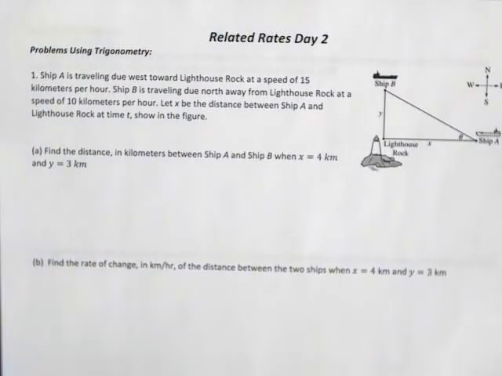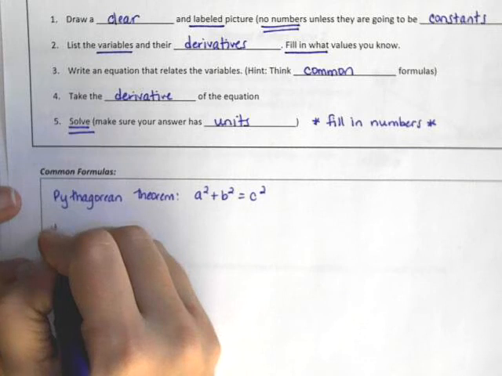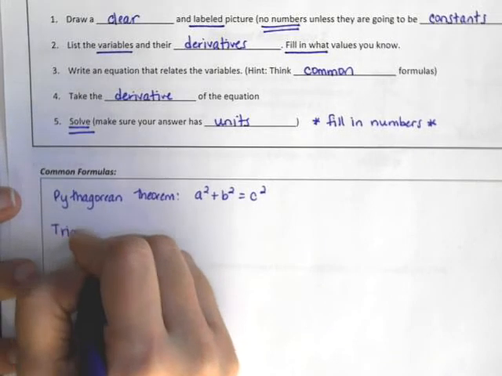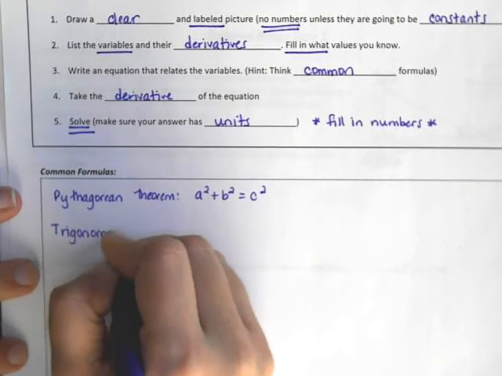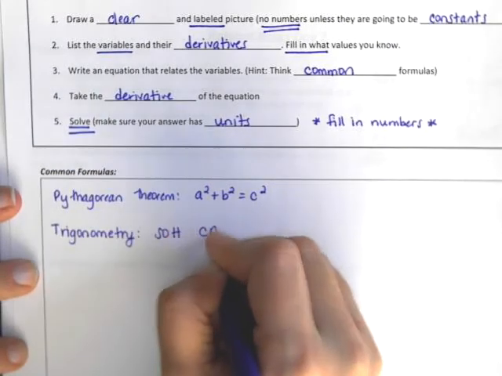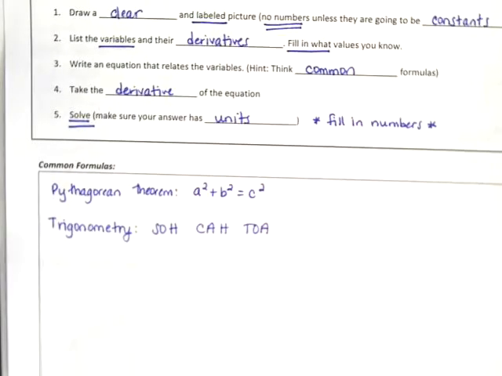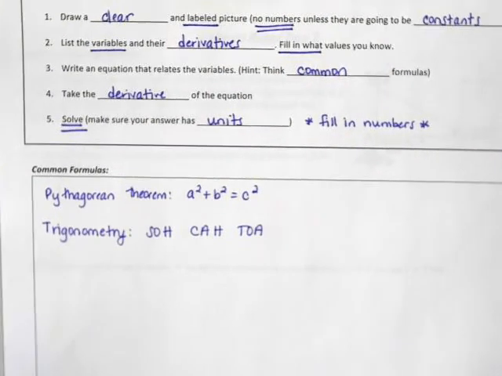So if we go back in our notes to that page where we were keeping track of what formulas might be useful, another type of formula besides the Pythagorean theorem that would be useful is trigonometric formulas. So think about SOHCAHTOA. You're going to know that you need to use trigonometry formulas when it starts talking about angles, because angles are really closely related to trigonometry.